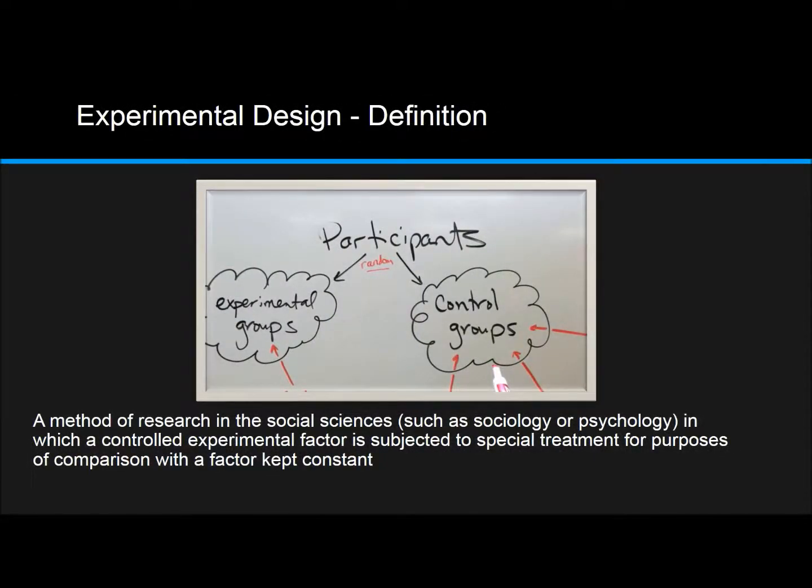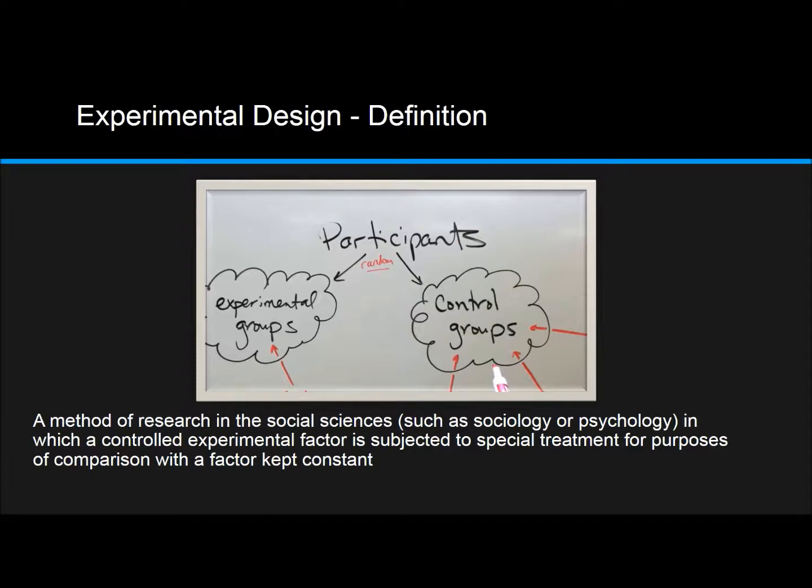Experimental designs of research can be used to establish possible cause and effect between your independent and your dependent variables. It's a method of research that's mostly used in the social sciences such as sociology and psychology, in which a controlled experimental factor is subjected to special treatment for purposes of comparison with a factor kept constant. This is your experimental group and your control group. It's one of the most common research methods used.